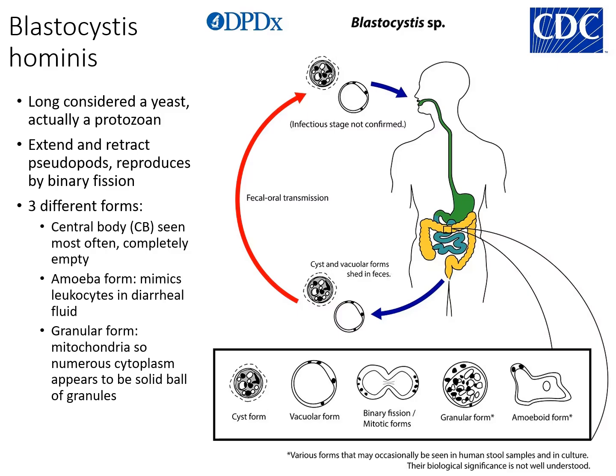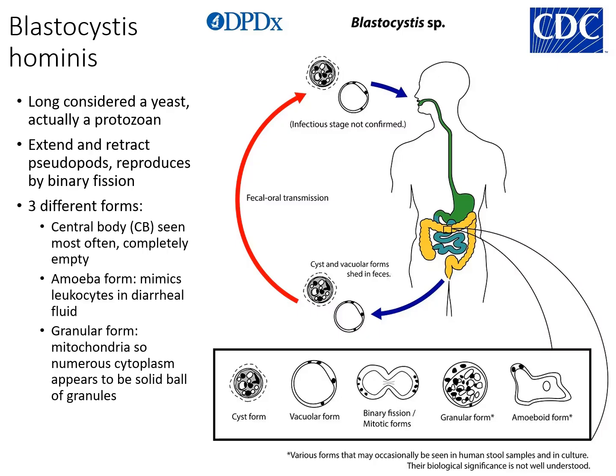Then we have the amoeboid form. So the amoeboid form is less commonly seen but becomes more prominent in diarrheal stool. This form can extend pseudopods, allowing it to move in an amoeboid fashion. It closely mimics leukocytes, particularly macrophages, in diarrheal fluid, making it difficult to distinguish from host immune cells during microscopic examination. This form is often associated with symptomatic cases and may represent a more invasive stage.